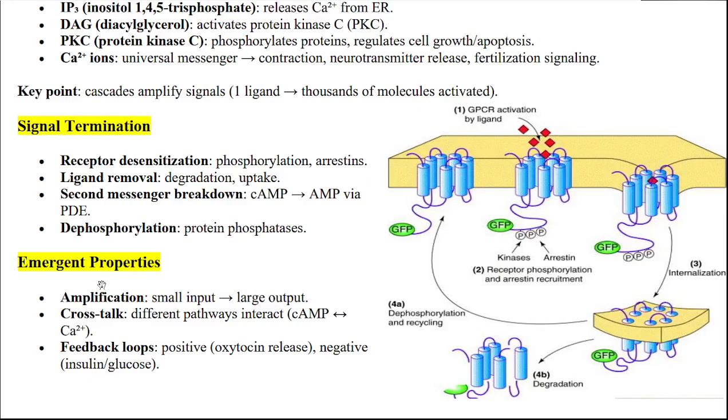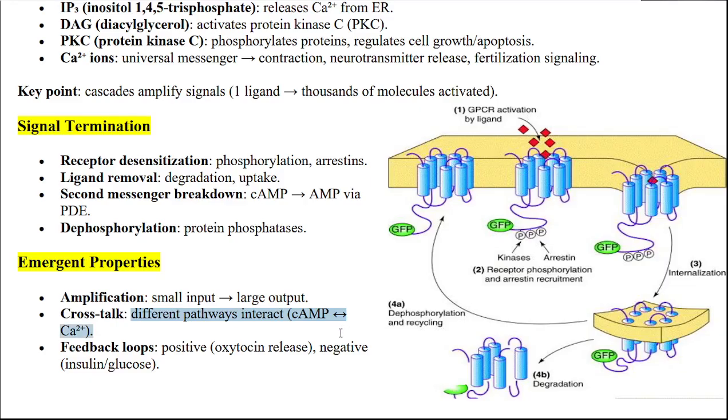So when you step back and look at all these pathways, you start to see that the real power isn't just in one pump or one receptor, it's how they all connect and interact. These interactions create emergent properties that define how the cell behaves as a whole. We've definitely hit on amplification, small signal, big response, but you also mentioned crosstalk and feedback loops. Right. Crosstalk is huge. It means signaling pathways aren't isolated highways, they're interconnected networks.